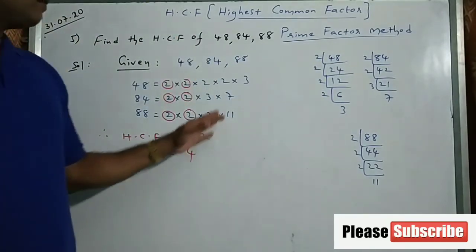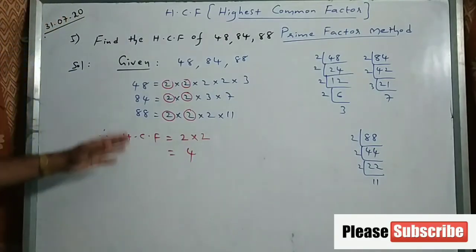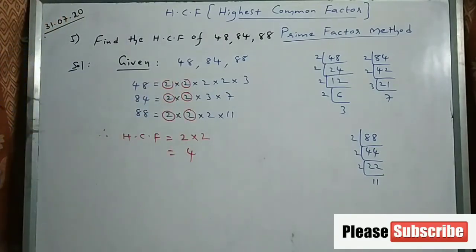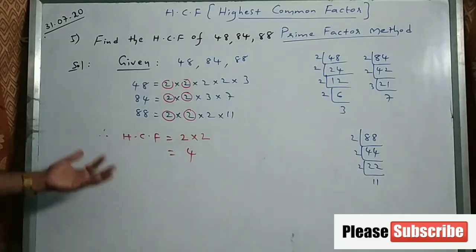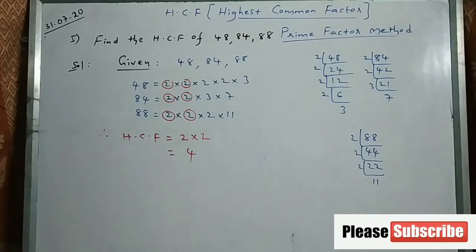This is the method of prime factors. Okay, only prime numbers we are using here. Right? Hope it is clear. We will see one more method tomorrow to find HCF. That is called the common factor method. Okay? That I will let you know tomorrow.